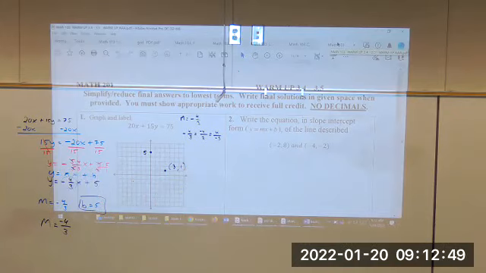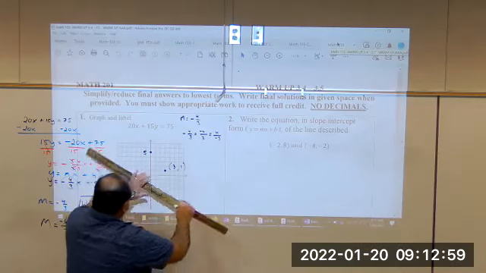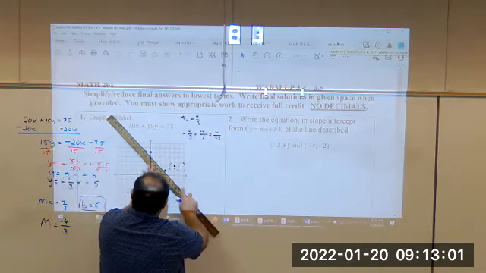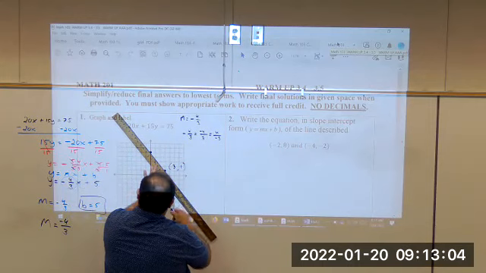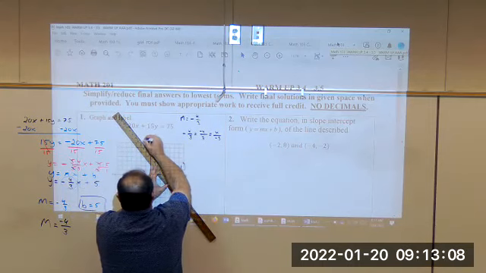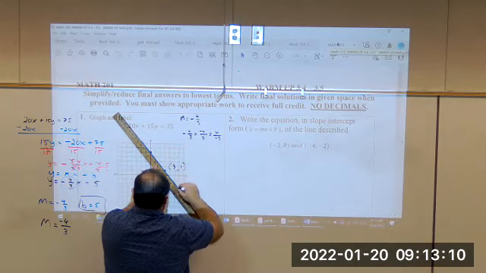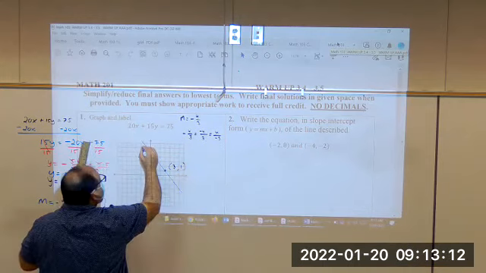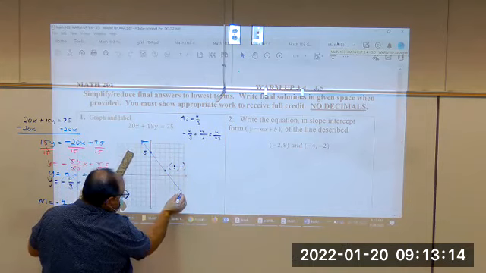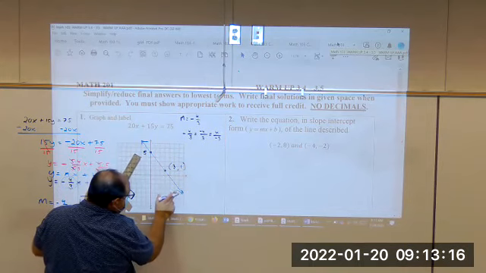Okay. All you need is 2 points to make your line. So now you take your straight edge. Draw your line through the 2 points. Don't forget arrows because lines go on forever.